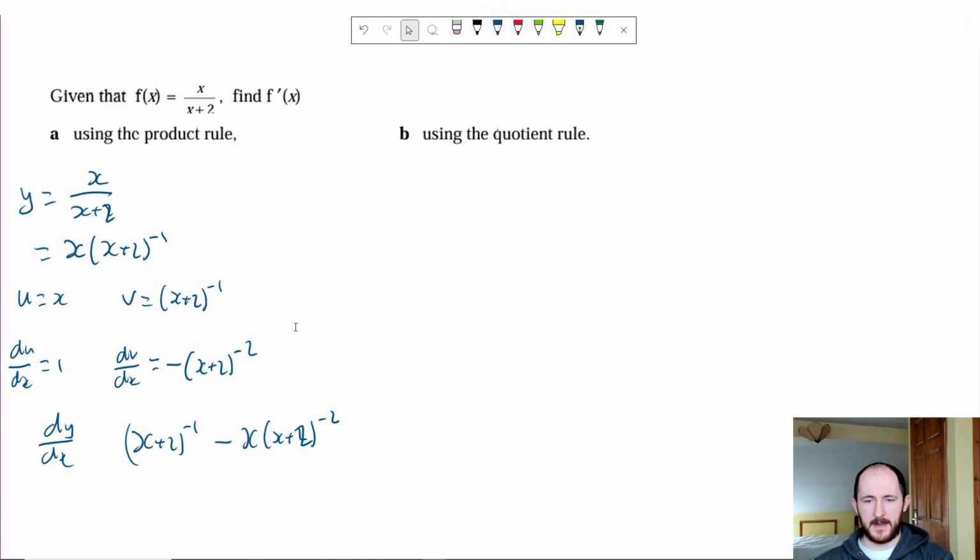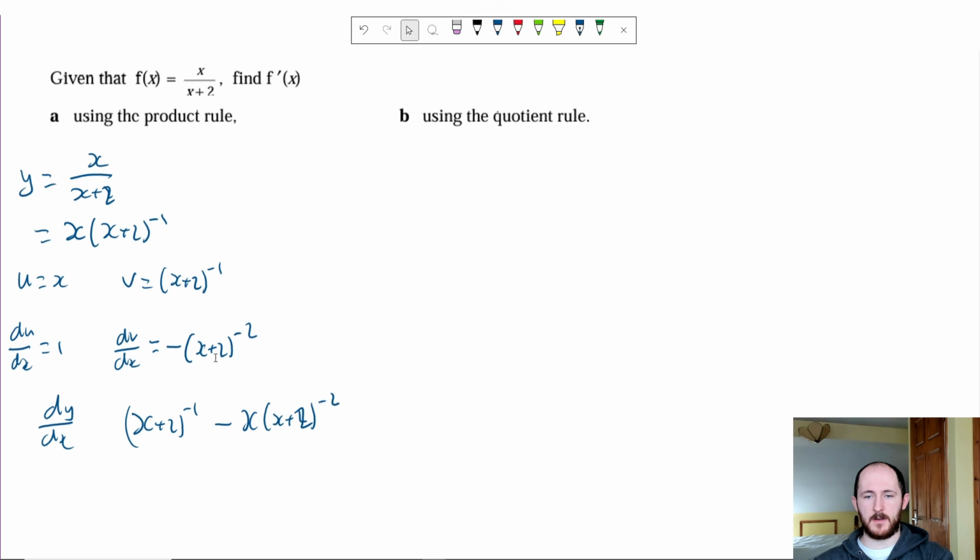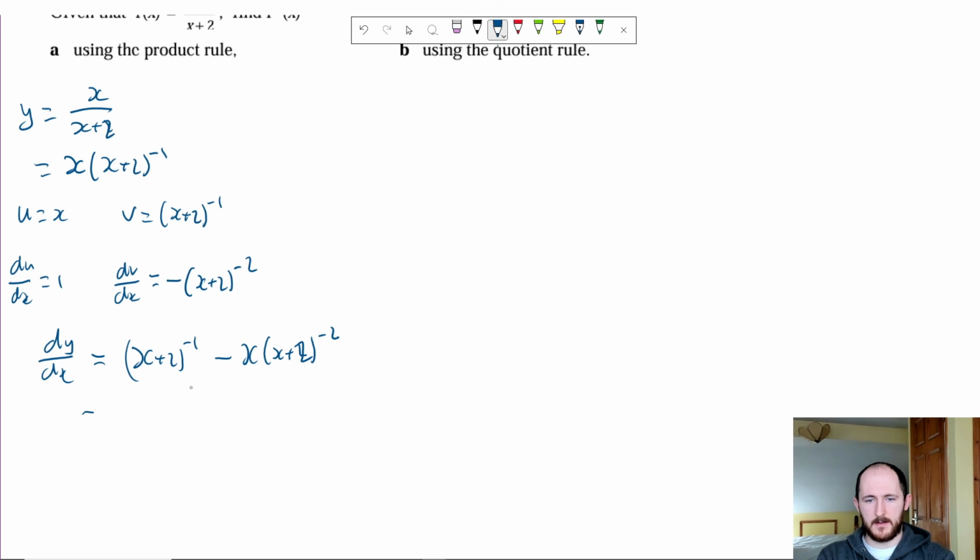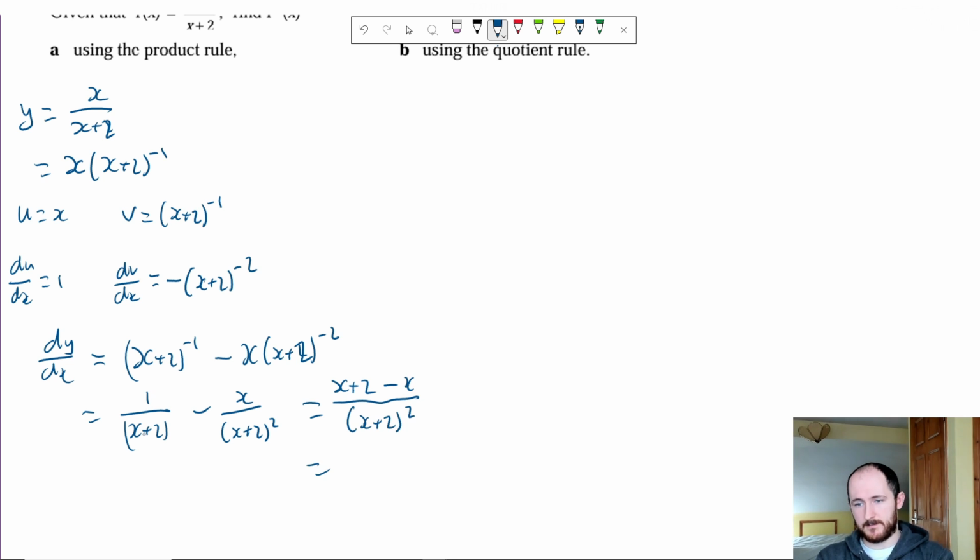So to prove to you that it is indeed the same, what I'm going to do is I'm going to write this in a slightly different way. So we have 1 over x plus 2 minus x over x plus 2 squared. And then you can combine those fractions by timesing the first one by x plus 2 top and bottom. So we get x plus 2 minus x over x plus 2 squared. And then finally, x minus x is just 0, so we get 2 over x plus 2 squared.